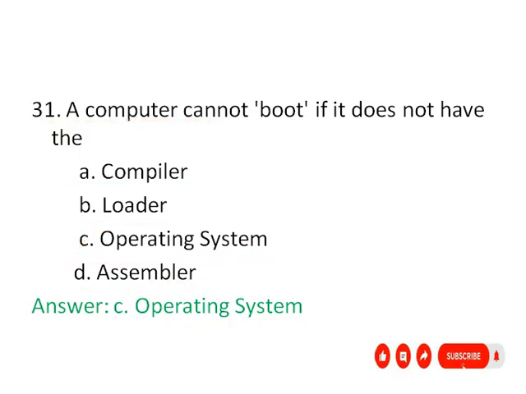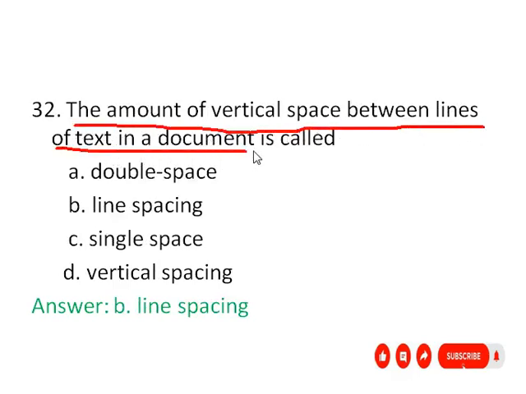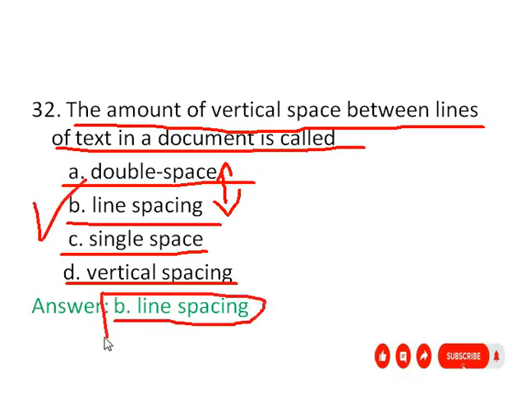Our next question is: the amount of vertical space between lines of text in a document is called, vertical space, that is this space, okay, is called option A double space, option B line spacing, option C single space, option D vertical spacing. So here option B is correct, line spacing. Our correct answer is option B, line spacing.